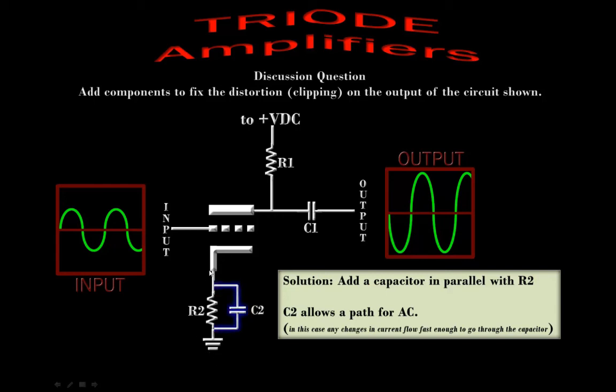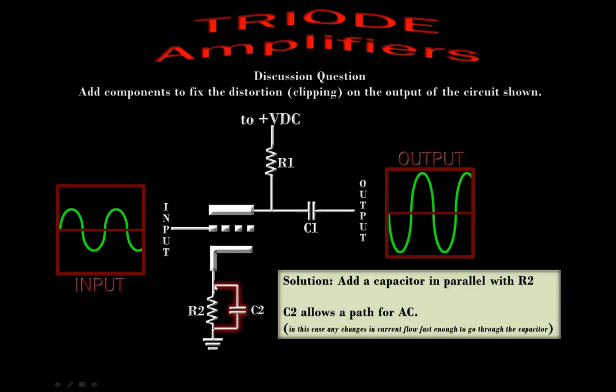Coming from ground up to the cathode, we have AC riding on DC. We know this is DC because current can only flow in one direction through the vacuum tube. But our varying voltage on our control grid creates a varying current through the tube. That variation, that change, is seen as AC to the capacitor. So that will flow through the capacitor.